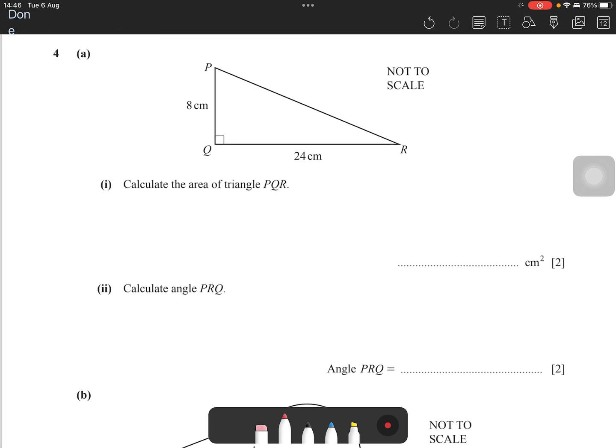Question 4. A. The first one, calculate the area of triangle PQR. This is very simple. 1/2 of the base multiplied by the height, which means 1/2 of 24 multiplied by 8 equals 96 square centimeters. Second question, calculate angle PRQ.